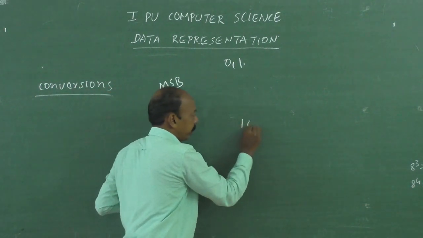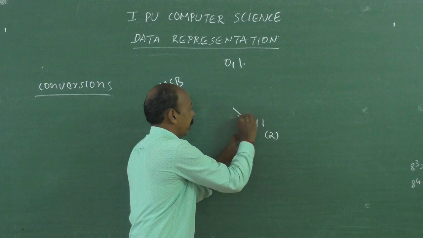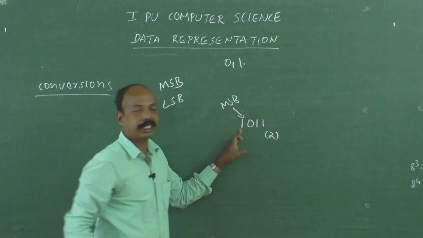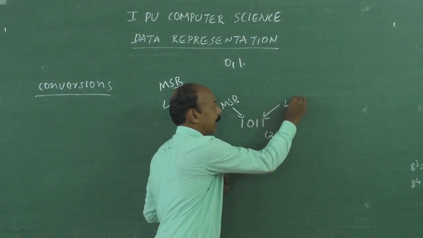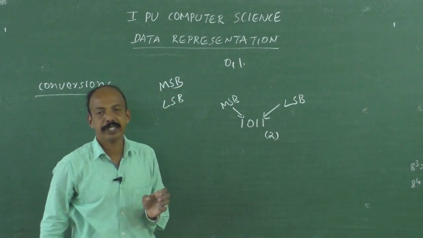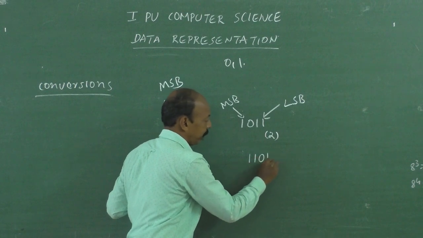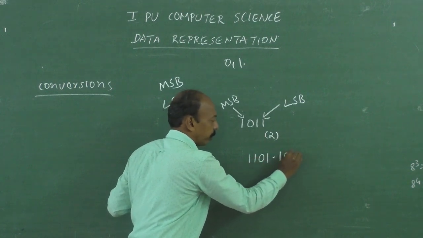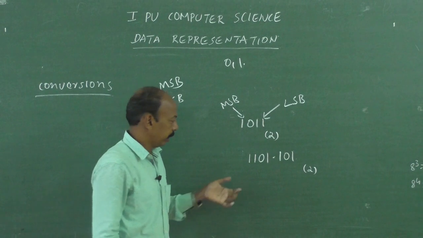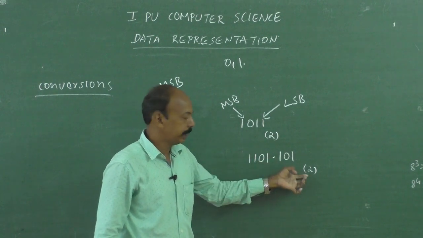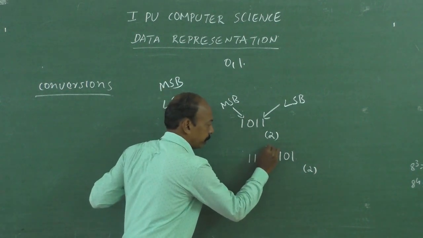See, 1 0 1 1 base 2. What is this? This is called as MSB, most significant bit. What about this? This is called as LSB, or least significant bit. If we have 1101.101 to the base 2, what about this? This is a binary number because base is 2, which is MSB. This is MSB because 2 to the power 0.